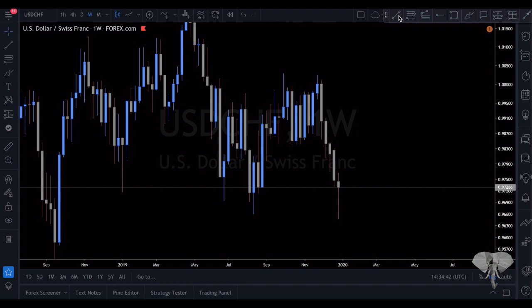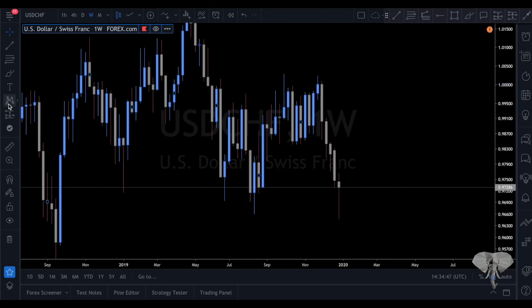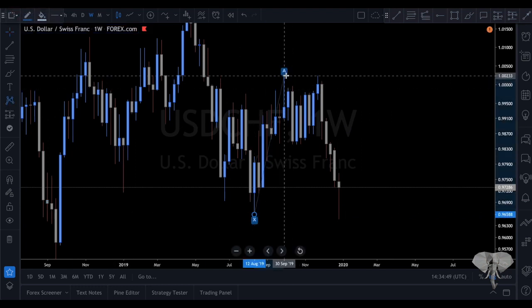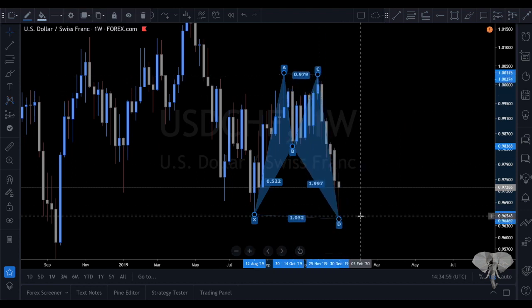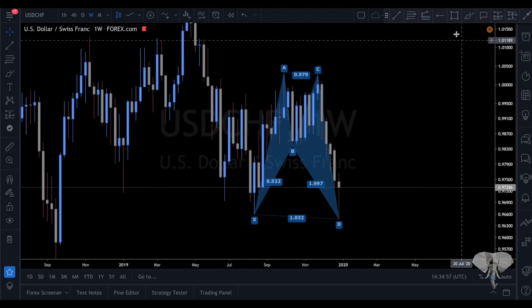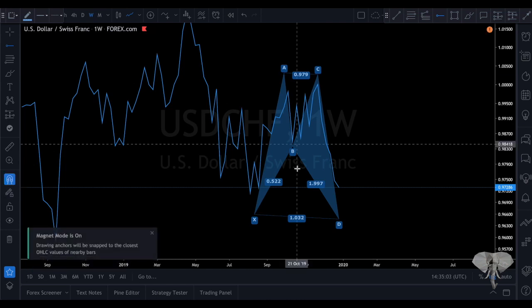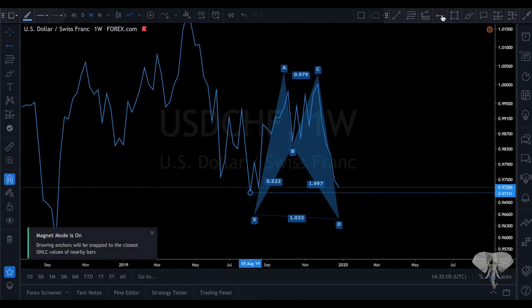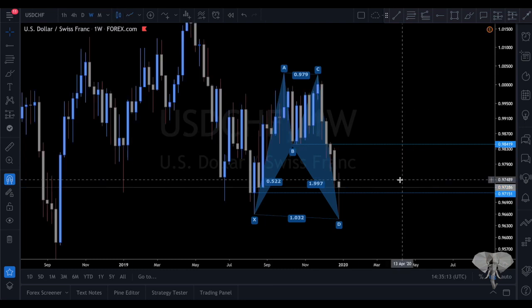So we're looking at USD Swiss franc here, and we're going to go to a weekly time frame. I'm going to show you a pattern that I've been seeing, and this is a harmonics pattern, pretty much a Gartley at this point. So we have a harmonics pattern here, and it's kind of forming a Gartley pattern. Let's take a look at the line chart with a magnet tool, and look at potential areas of support and resistance. And these will also be targets.